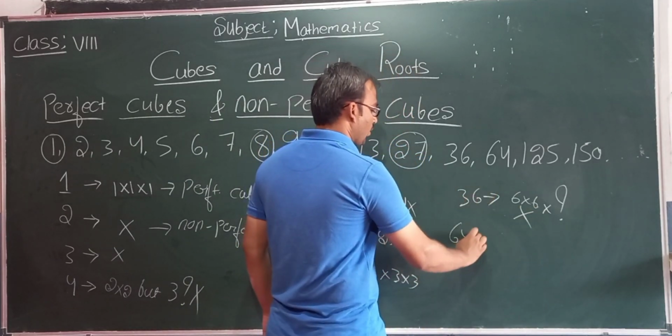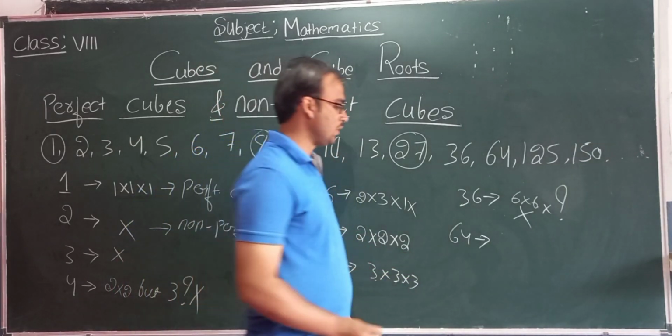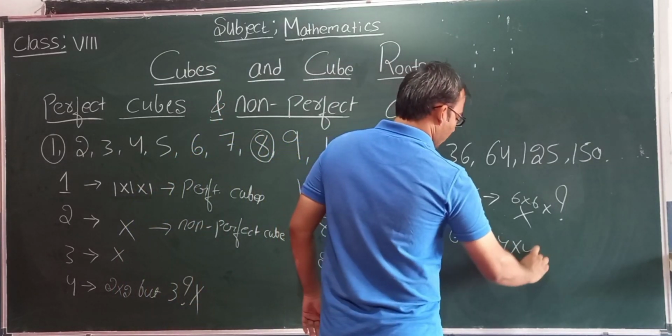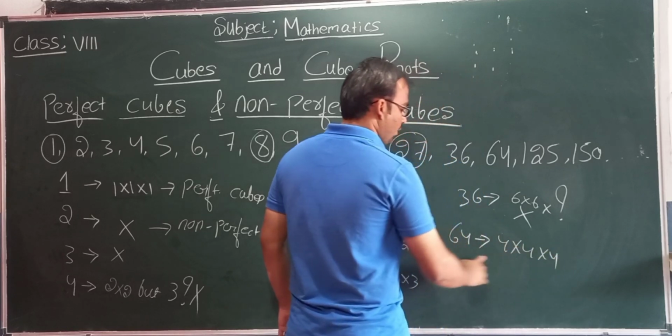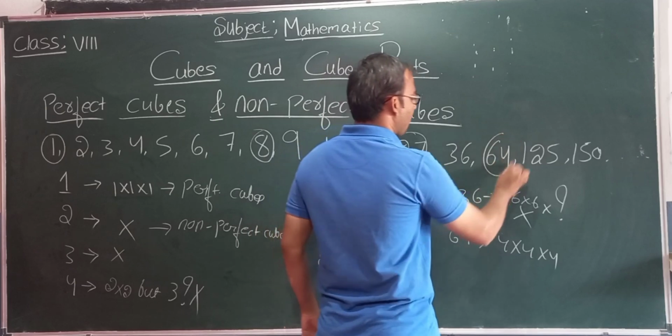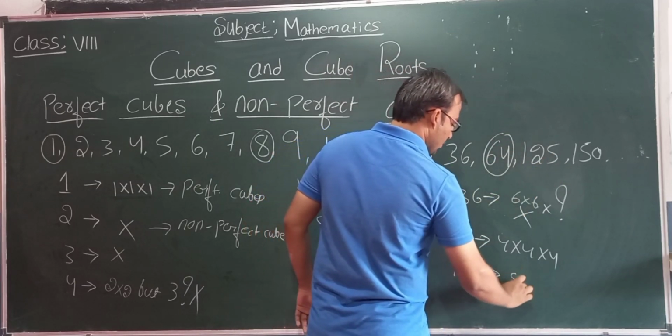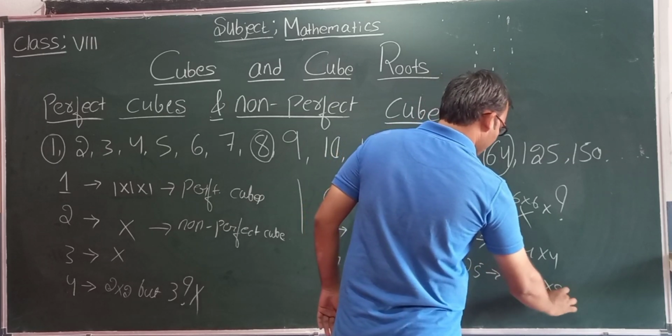Now take 64. When we multiply 4 three times, we get 64. That is, 4 fours are 16, 16 fours are 64. This is a perfect cube. It is also a perfect cube, that is 5 into 5 into 5.